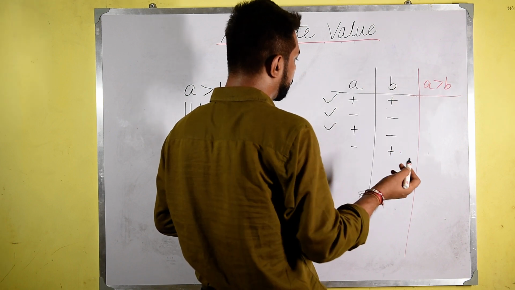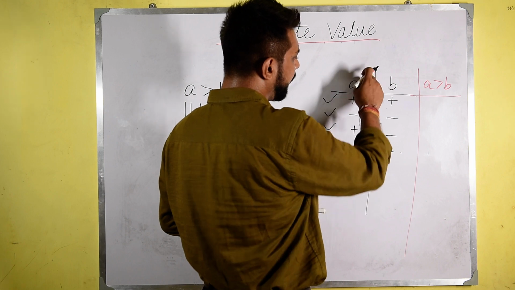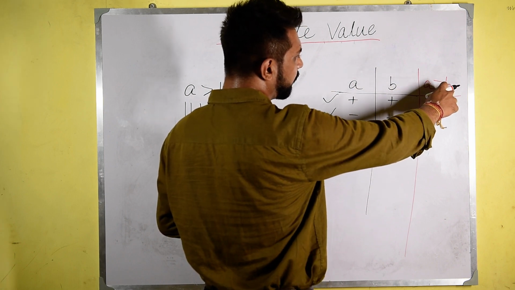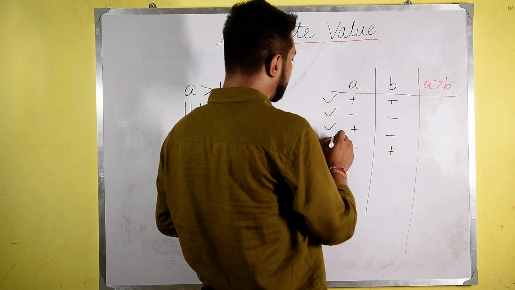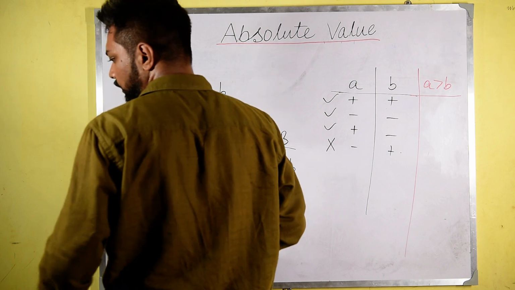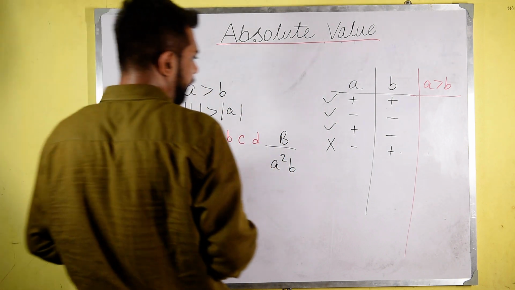So this is okay. But the fourth case, guys, when A is a negative number and B is a positive number, how can a negative number be greater than a positive number? So this case is not possible. I am not going to consider this case. So only these three cases we have to consider, right?